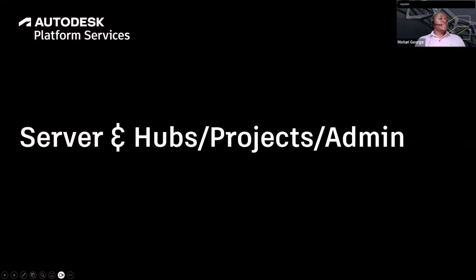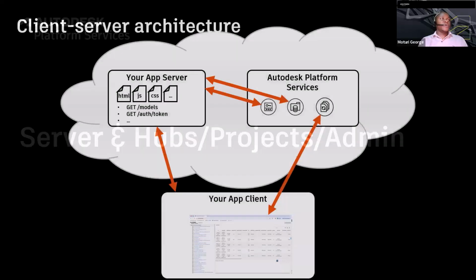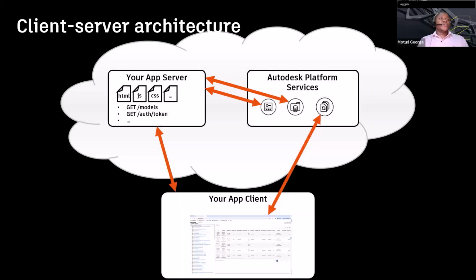So our next section is the server and hubs. Then we look at the projects and also the admin section of the coding. So I hope most of us have installed the Visual Studio 2022 Community Edition or Enterprise Edition, depending on what access you have. So both can be used. So let's proceed. So we are going to create our local server.